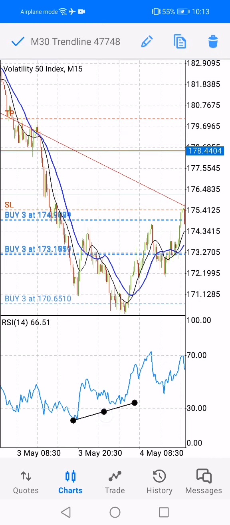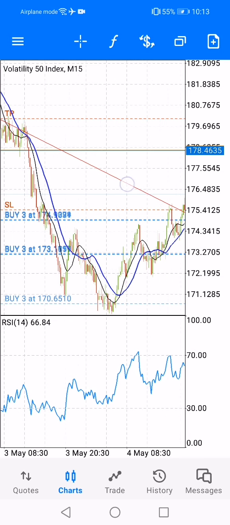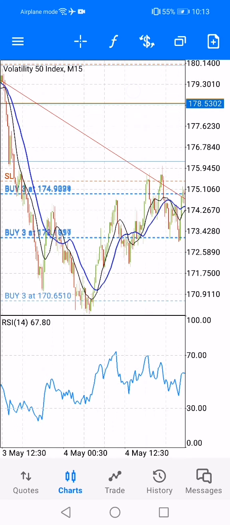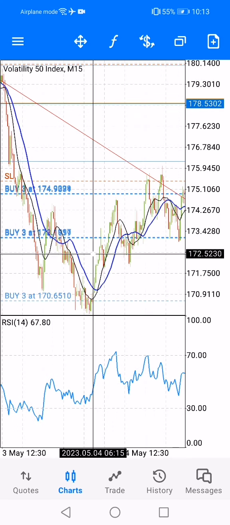You have to also observe the reversal candlestick patterns that are happening. What was the candlestick that was happening here? Look at this bullish engulfing. Let me zoom in so that you can see it properly. On 15 minutes, we have this bullish engulfing.